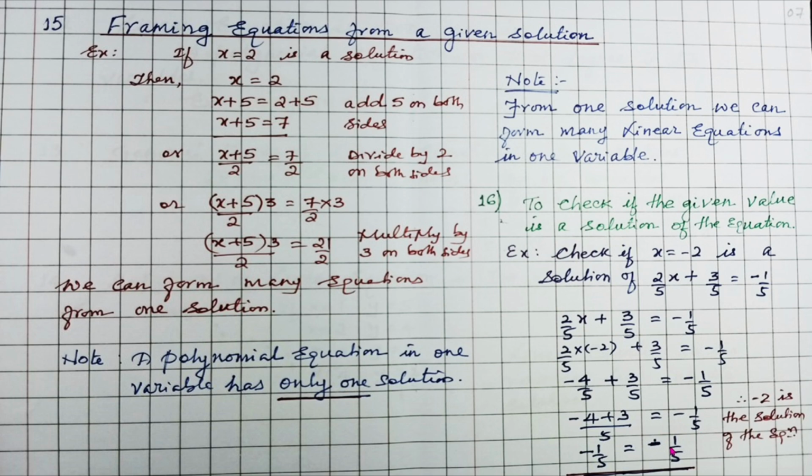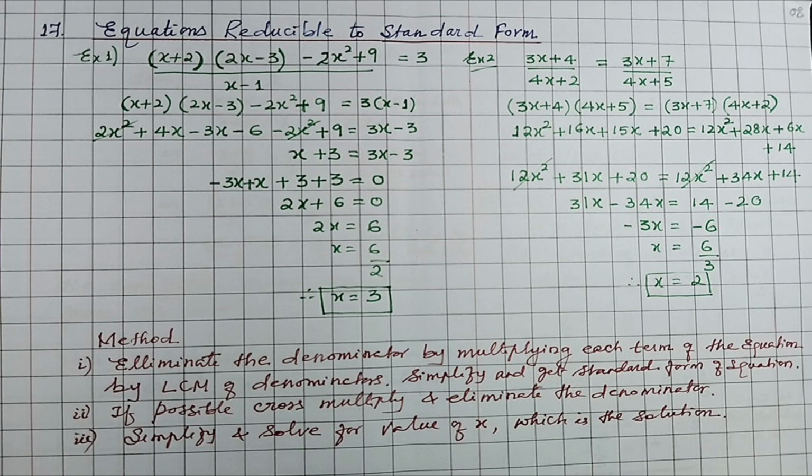LHS is equal to RHS, and therefore the value x is equal to minus 2 satisfies the equation, or makes LHS equal to RHS, and therefore x is equal to minus 2 is the solution of the given equation. Remember that. Now, equations reducible to standard form. If you are given an equation and you are asked to solve, first of all we have to reduce the given equation into a standard form and then solve it to get the value of x which satisfies the equation. Now let us understand with an example.